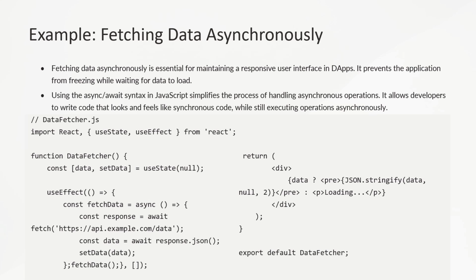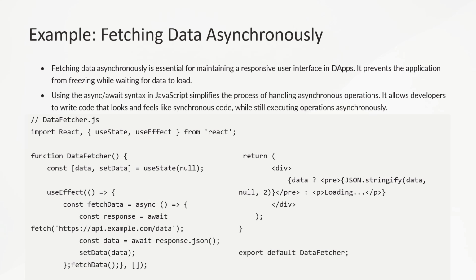The data fetcher component in React is designed to asynchronously retrieve data from an API and render it in the user interface. The component begins by importing the necessary modules. React, useState, and useEffect are imported from the React package to manage state and side effects within the component.